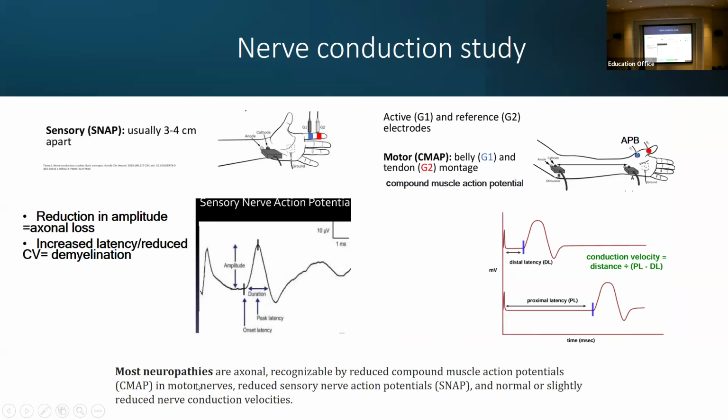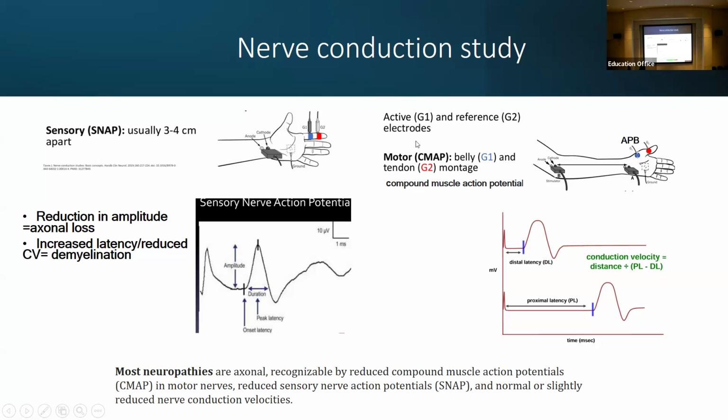On this slide, on the left side, you're doing the sensory testing for the left median nerve. You place the recording electrodes on the left second digit, shown in blue here, and you stimulate the nerve proximally. With the stimulation, the nerve will generate an action potential, and the action potential will propagate distally. It gets recorded here as the sensory nerve action potential, with amplitude and latency. We call it a SNAP.